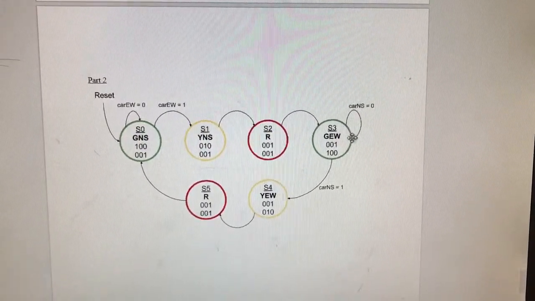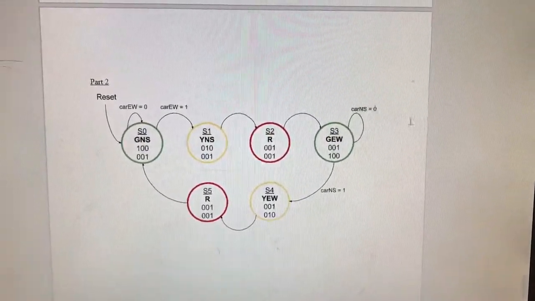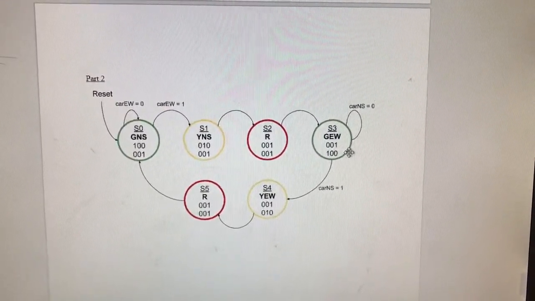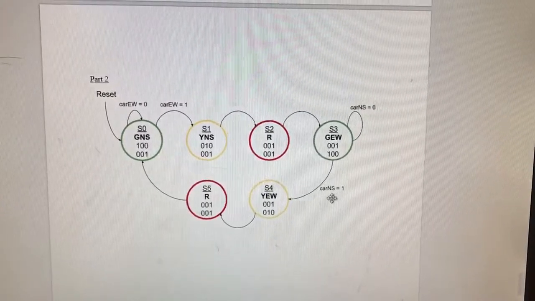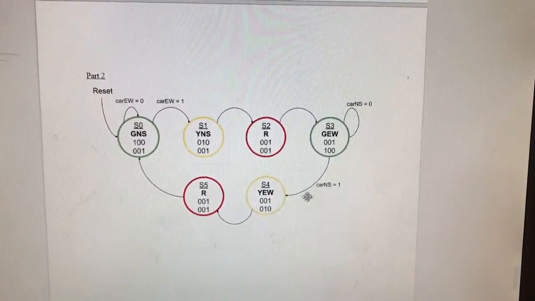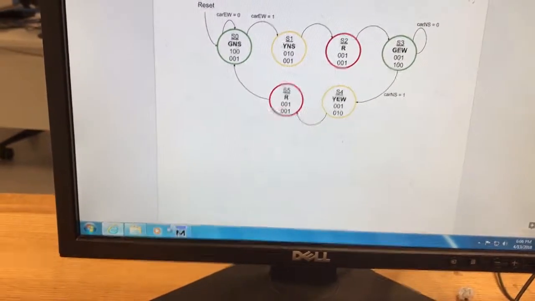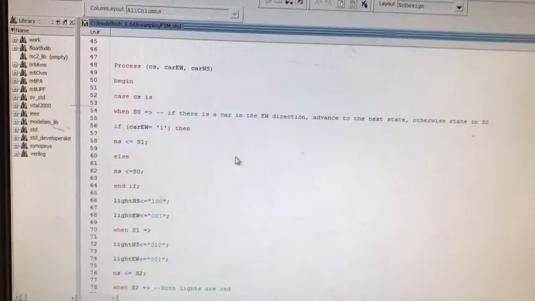north-south direction. So if we're in the east-west direction green, and there's no car waiting in the north-south direction, then we continue to loop in the green. However, in the north-south direction, if there's a car, then we go ahead and go to the next state. So let's go over to the VHDL and check out where we implemented this.